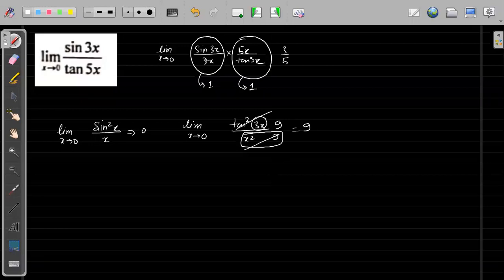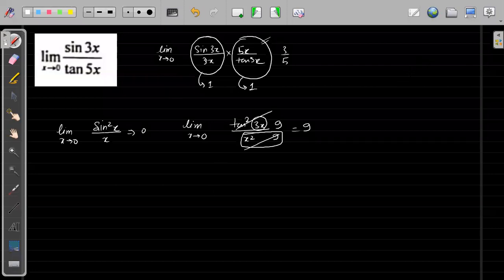Understood? Gokulnath, yes, what happened? 3x by 5x. Gokulnath, the previous question, are you able to understand this, or is there any doubt? This is okay, right? Okay, fine. So I hope now you understood. Without even thinking, without actually expanding, you can simply solve the limits, because we know the standard form.